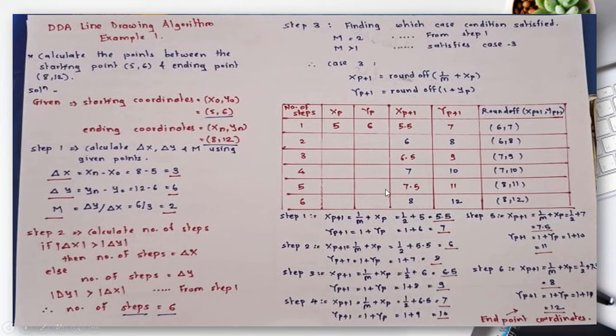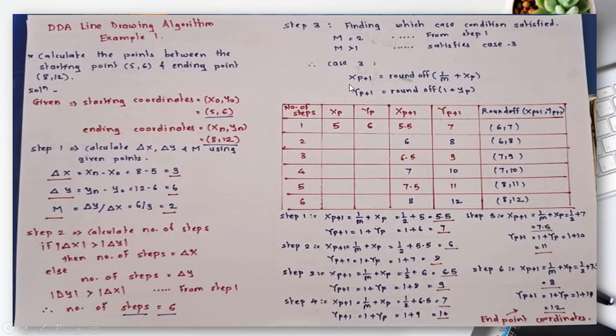So now we are going to draw one table in which the number of steps are written here, initial coordinate values are written here and next point values are taken here. And the last column will have the round off of the next points of that line. So how we are going to calculate this? Write down the initial values of that starting coordinate values. xp will be 5 and yp will be 6.